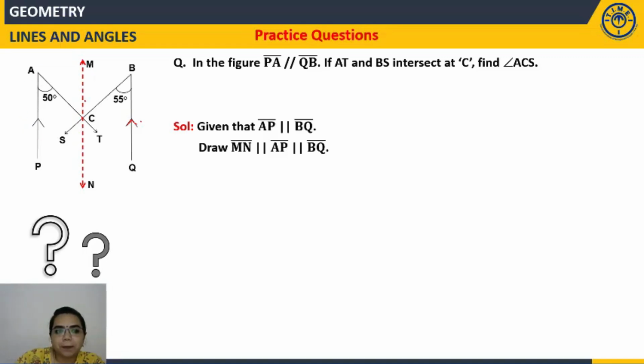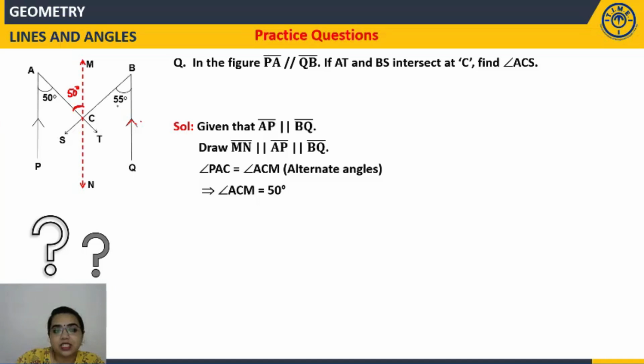Firstly, we know AP is parallel to MN. So angle PAC will be equal to which angle? It should be equal to the angle ACM. Don't you think so? This angle, right? So what is this angle ACM now? Yes, it is equal to 50 degrees.